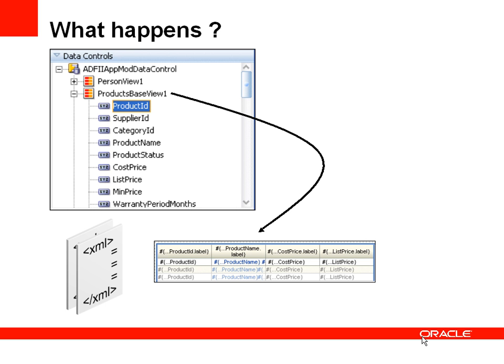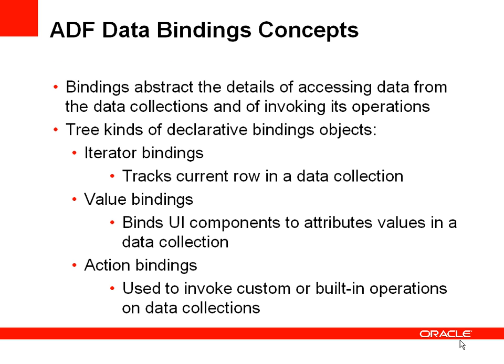And JDeveloper will create the correct binding, and there are different bindings depending on those components, and reference that binding from the UI component. So automatically, JDeveloper will create the wires such that the UI component is wired up to the binding, and the binding is wired up to the data control, which references the business service. And this is all done automatically for you using drag and drop. So bindings abstract the details of accessing the data on your data collection or invoking any of the operations that are on your data collection.